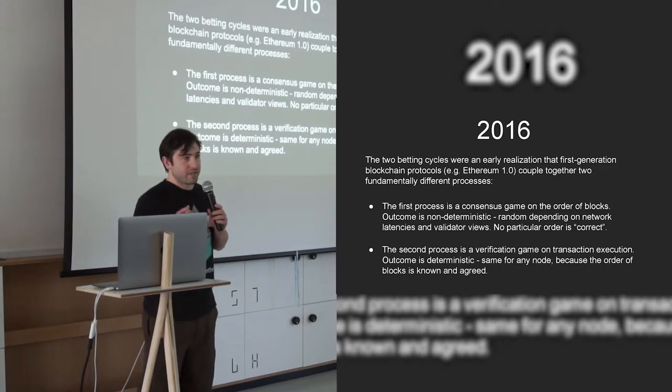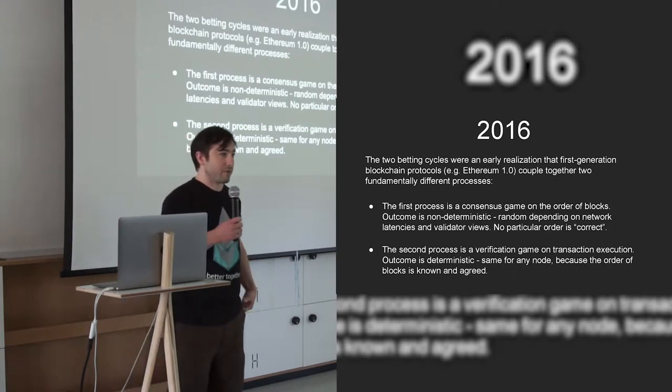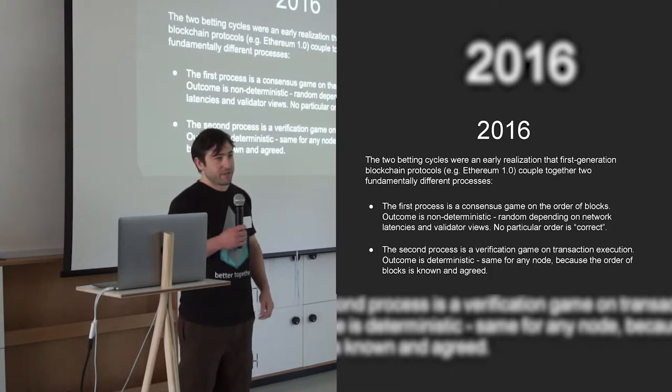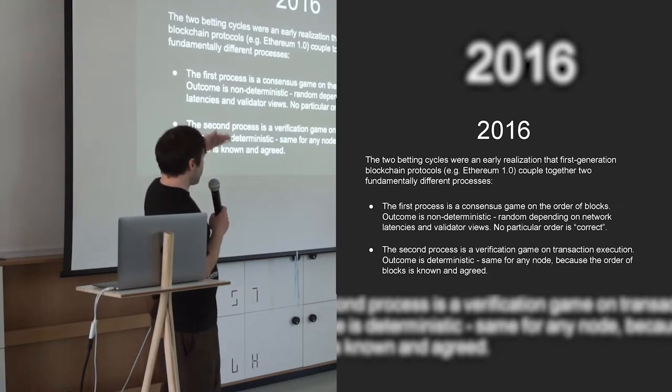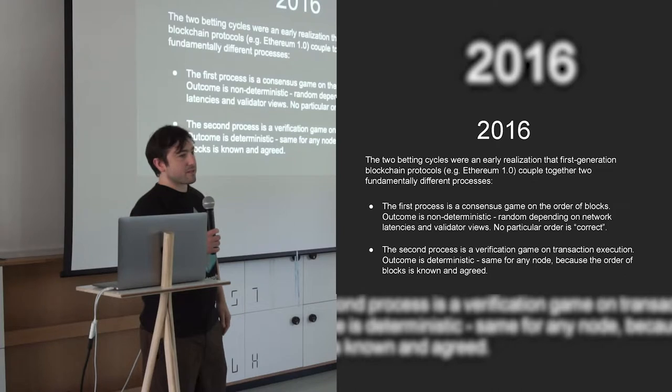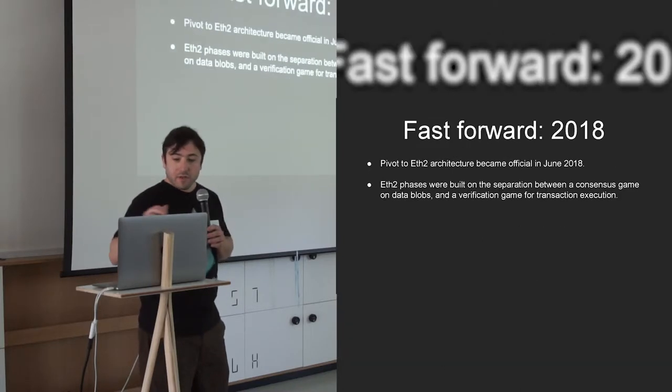So the first is a consensus game, and that's the hard one. That solves the data availability problem. No particular order is correct. And the second process, betting on the state roots, its outcome is deterministic, so that makes it a much easier problem. So fast forward to 2018.